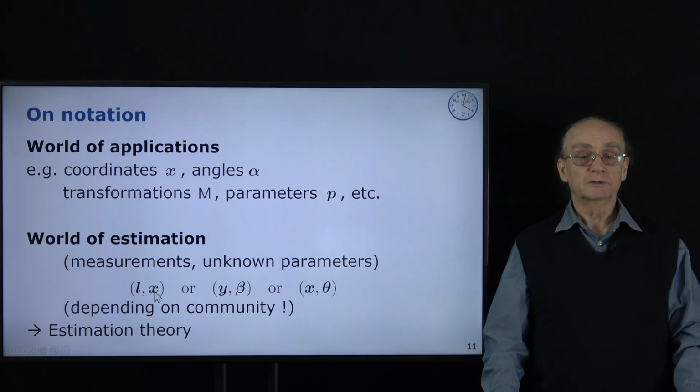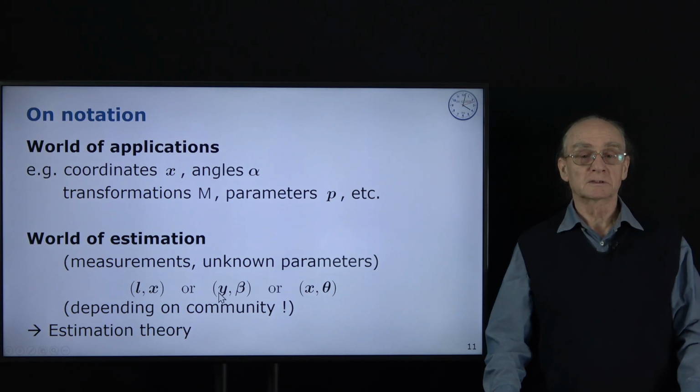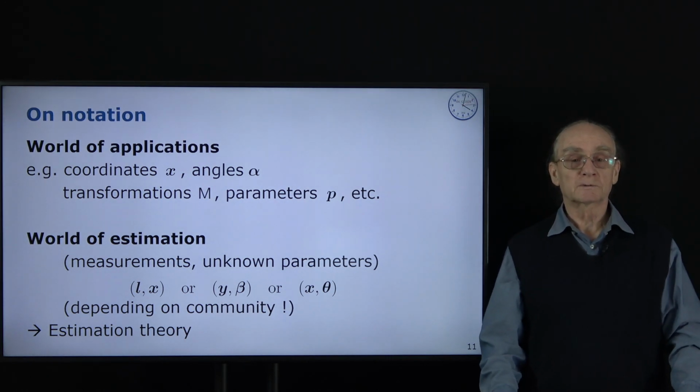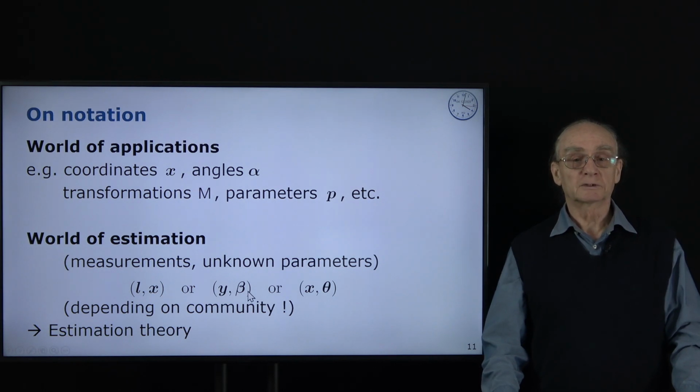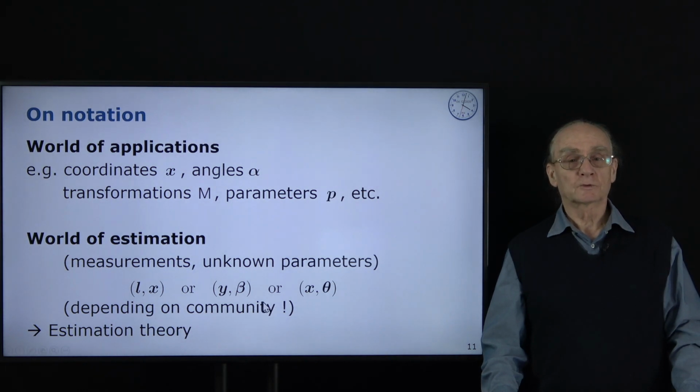If you go into the literature, you find different conventions. Many statistical textbooks work with y as the observations and beta as the unknown parameters. You also find, especially in machine learning, that x are the observations and theta are the unknown parameters. So depending on the community, you have different ways to describe estimation problems in general. So what we want to do is, of course, we would like to take this world of estimation and look into the estimation theory and then apply it to our application.